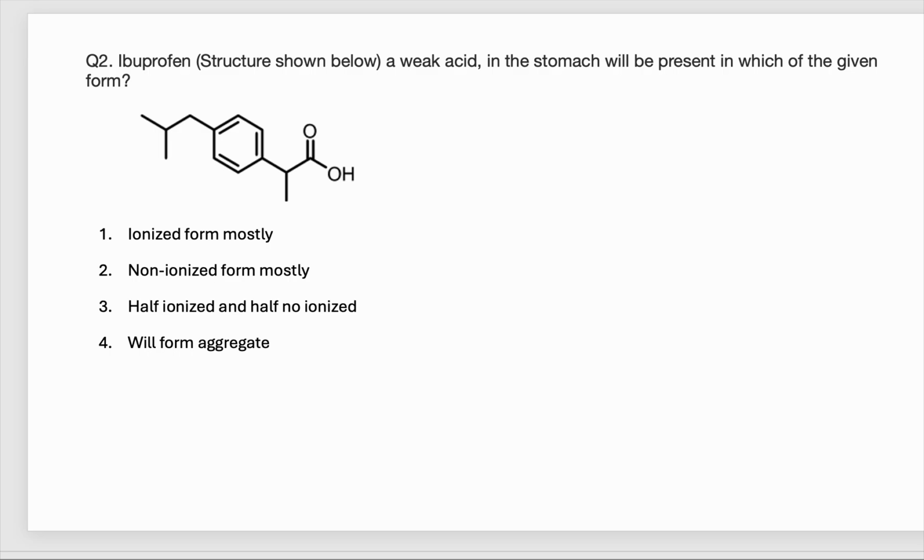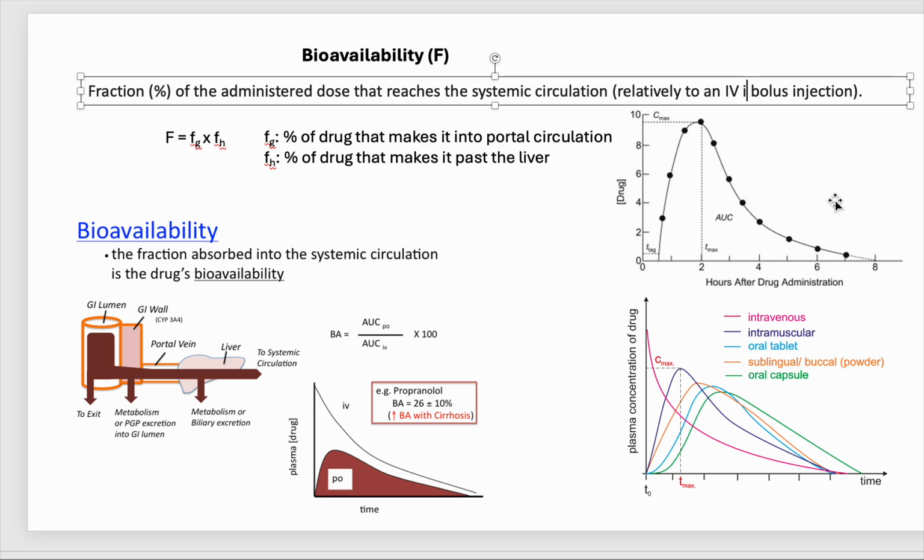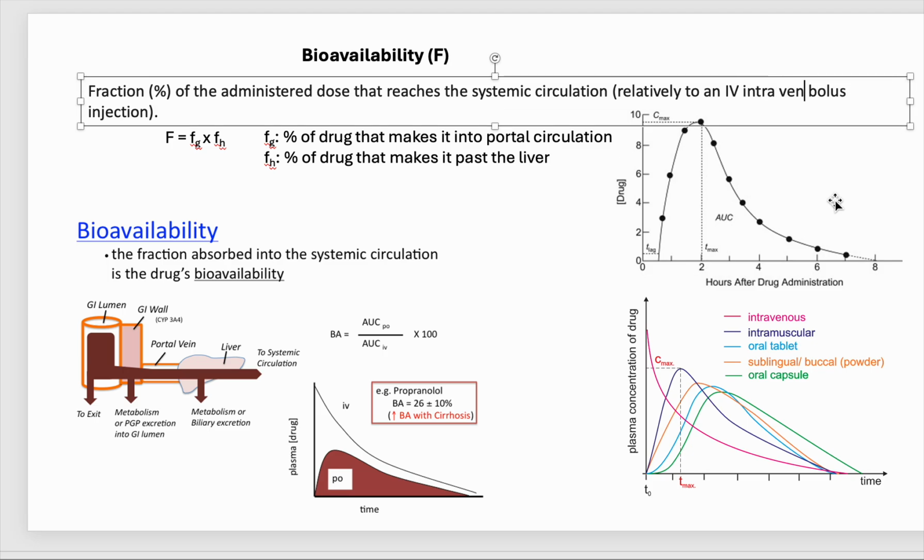If you're talking about the free and bound state, let's discuss one more topic. It's bioavailability, and it's denoted by F. It's the fraction of administered dose of drug that reaches the systemic circulation. We just take it relative to the intravenous. I'll just write intravenous.